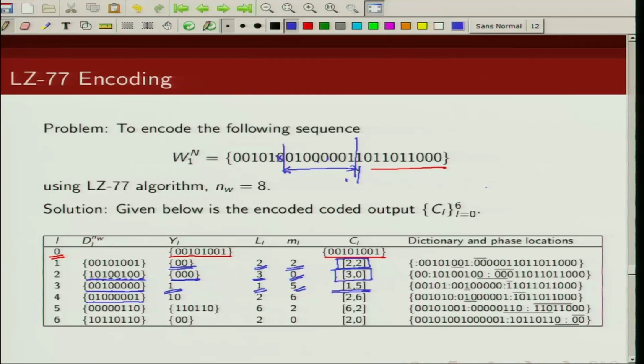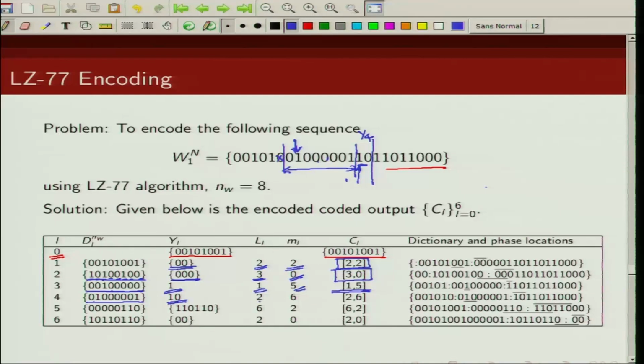Now we again start with this symbol 1. There is a match here. There is a match here. Now 1 0: there is a match here, but here there is no match. So there is a match only here. What about 1 0 1? There is no match of 1 0 1. You can see this is 1 0 0. So the largest match that we are getting corresponds to 1 0. So this new string y4 is then 1 0.